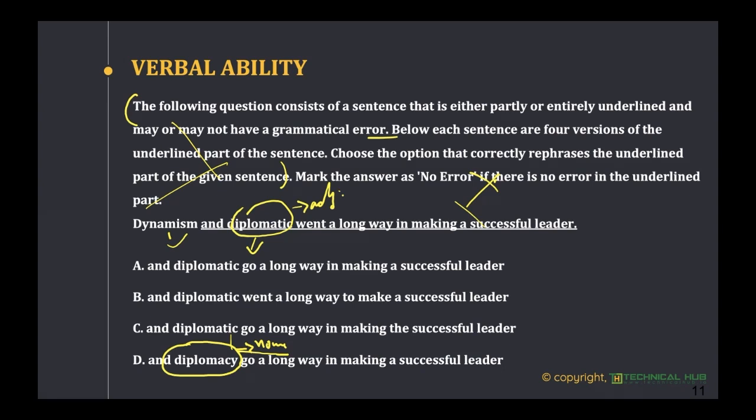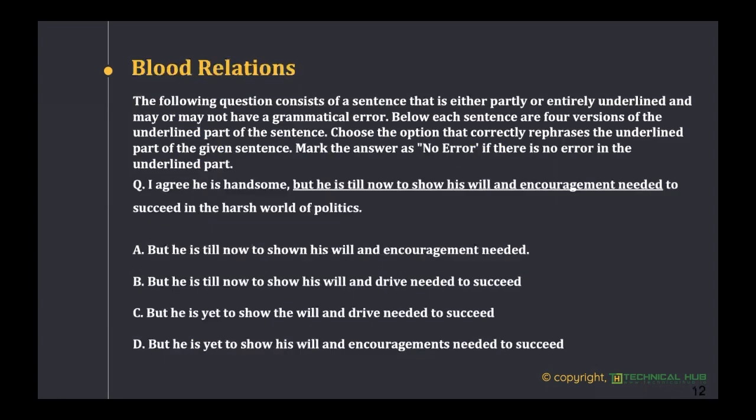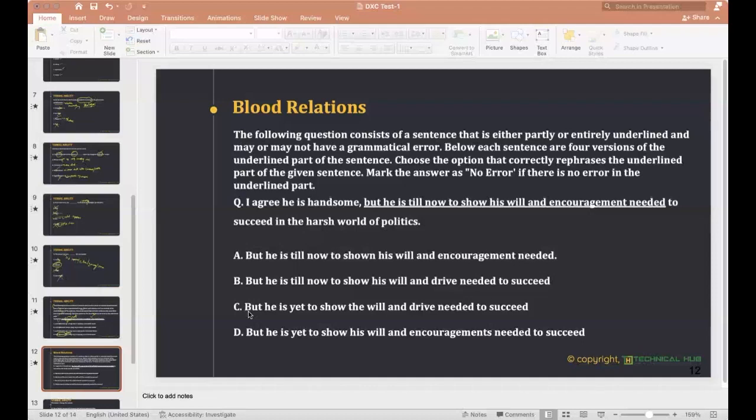Next one. The following question consists of a sentence. One minute, I'm just sharing it. Hope it's visible. Okay.